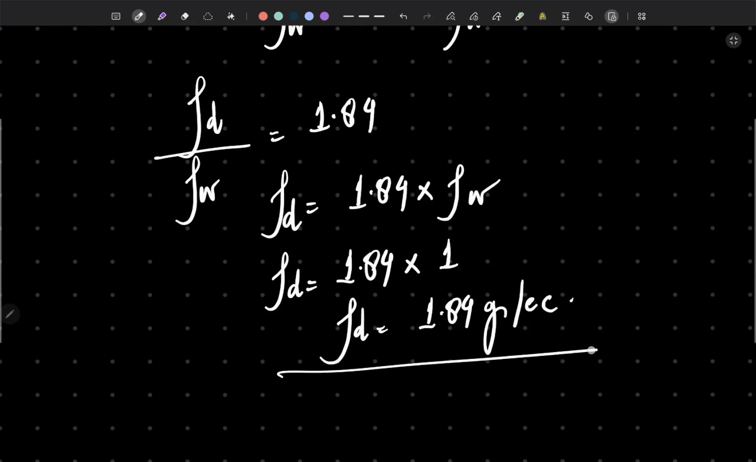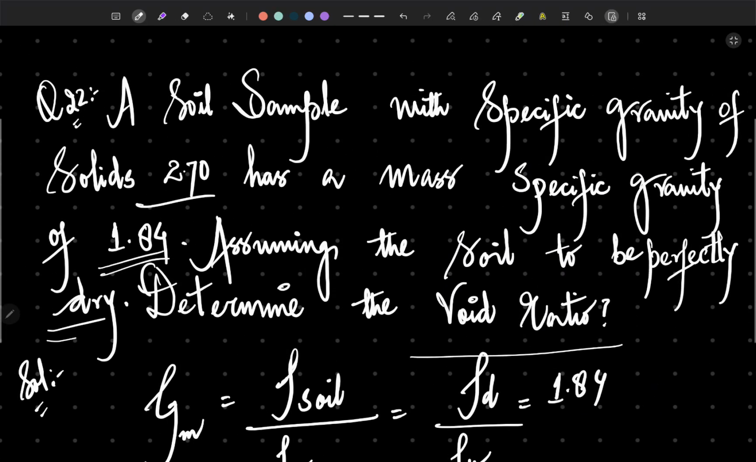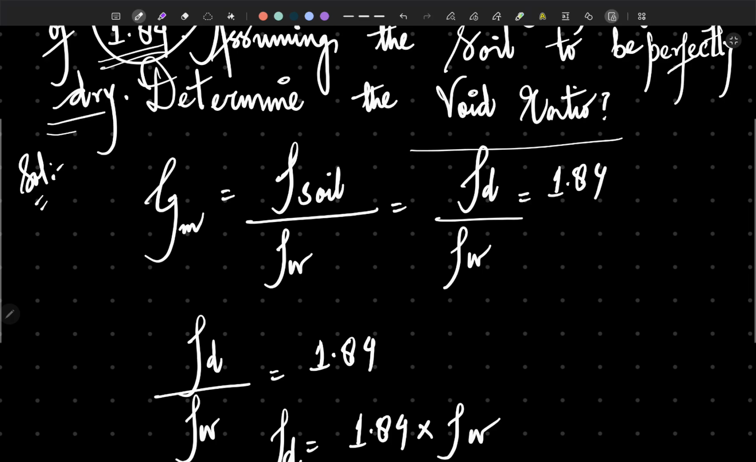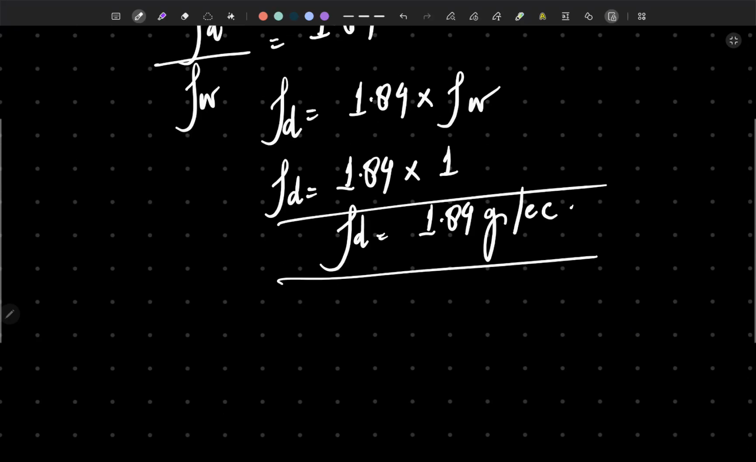The question had the value of mass specific gravity of the soil as 1.84. We know that mass specific gravity is density of soil divided by density of water. But in this case, the question says to assume the soil to be perfectly dry. I replace this density by the dry density, and that's how I arrived at the dry density of the soil sample, which is equivalent to 1.84 grams per cc.